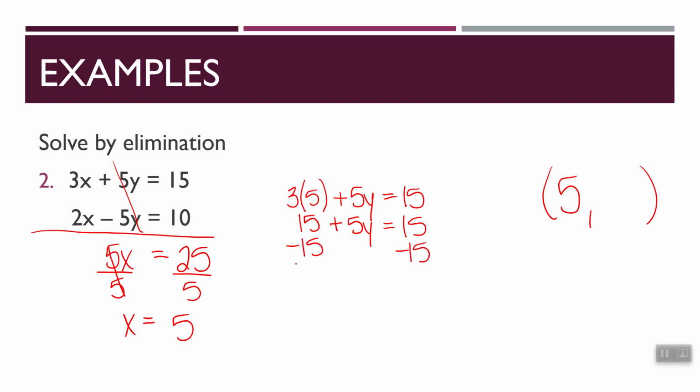Subtract 15 from both sides. 5y equals 0. Dividing both sides by 5, and we get y equals 0. So the solution to this system, remember again what that means, it is where on the graph these two lines would intersect, at 5, 0.